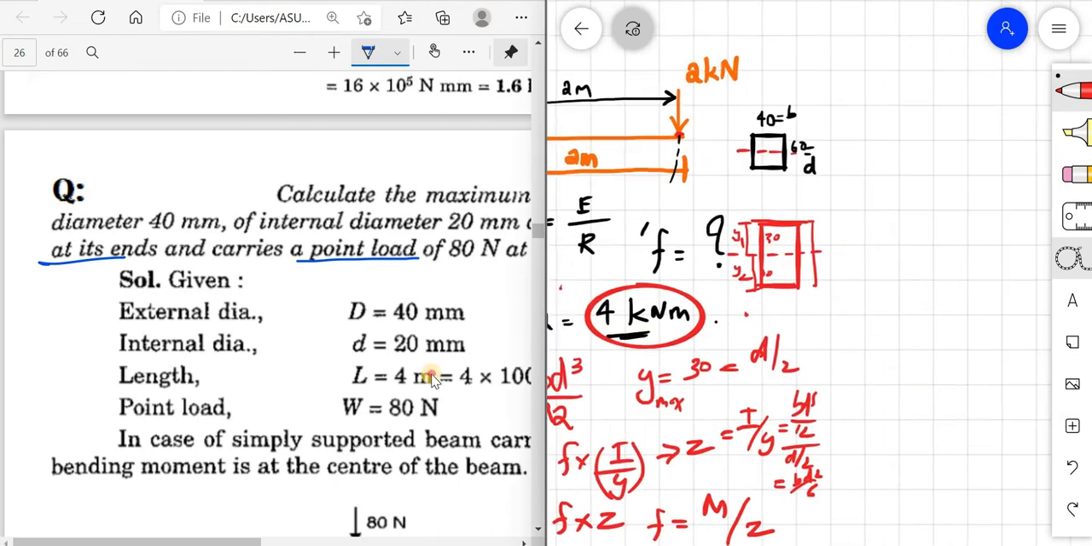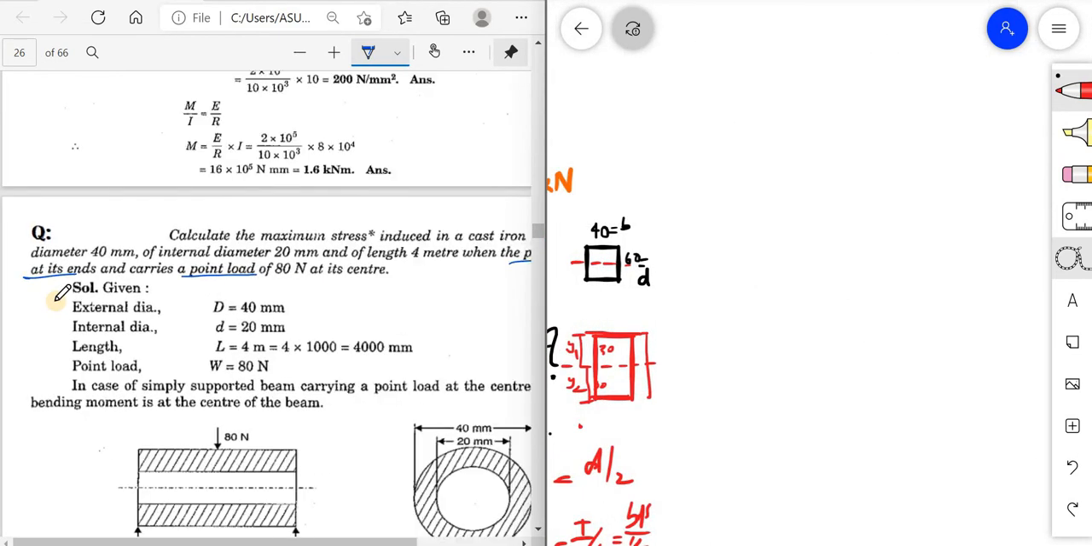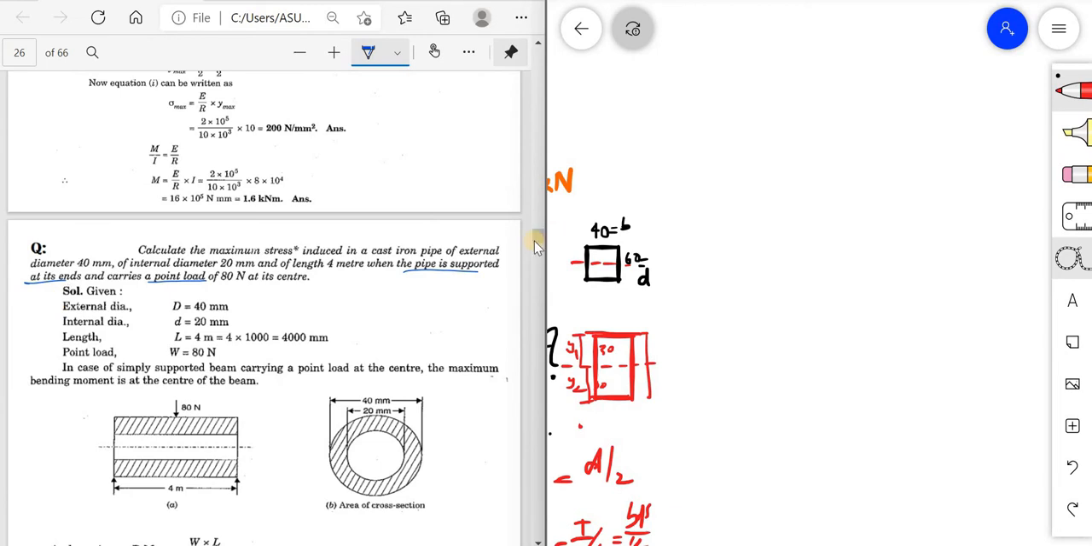So here, what is given? We have a cast iron pipe, and it is supported at the ends. So what will be the support? This is a cast iron pipe and it is supported at these ends, that is, here and here there are two supports. So that means it is simply supported. There are a lot of types of supports, but since no other specification is given, we can take it as simply supported. The pipe has a length, and the length is given as 4 meters.